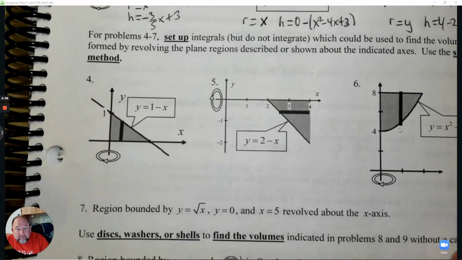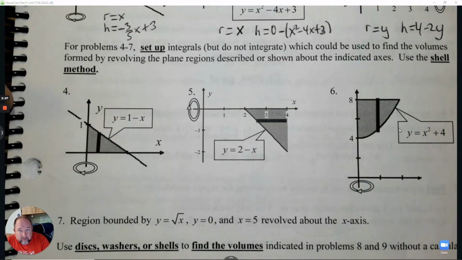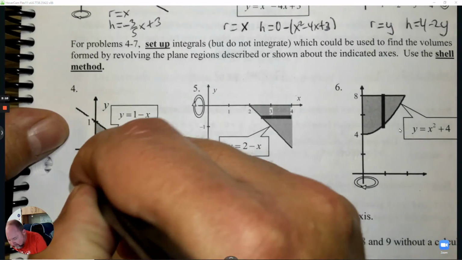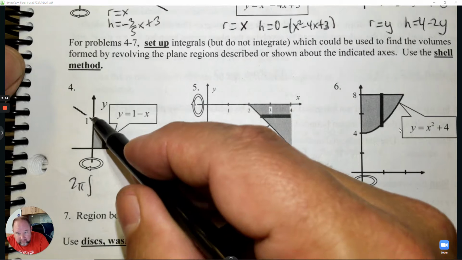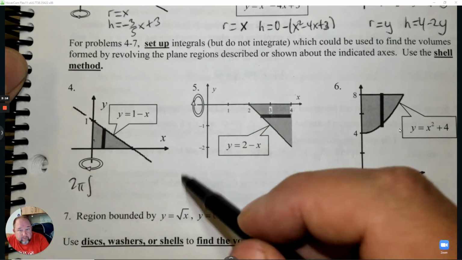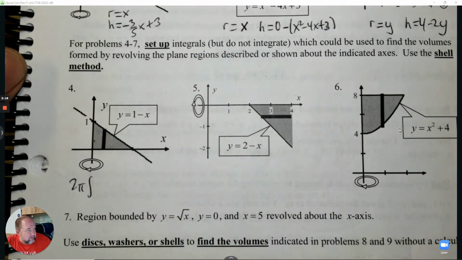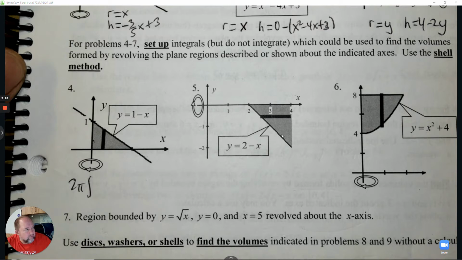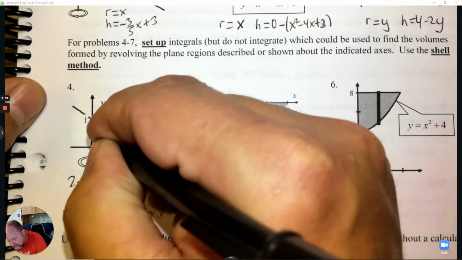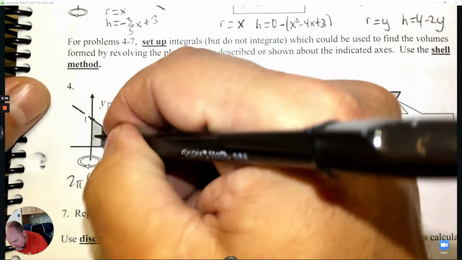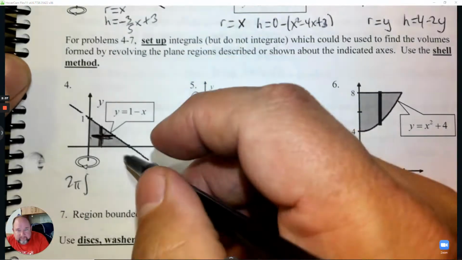In number 4, we're going to set up the integration doing the shell method. So let's just set it up. 2 pi. We're going to integrate. It's parallel to the y. That means this is going to be in terms of... it's parallel to the x. It should be this direction, right? No, this direction. All right.